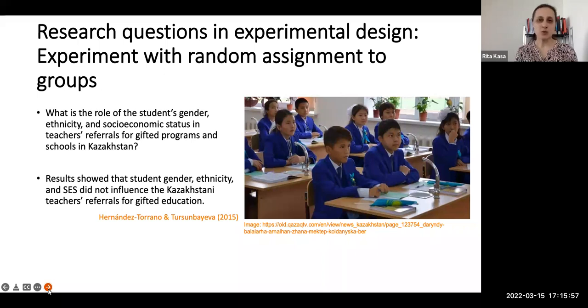But these are two possible approaches: studying a natural experiment and then doing an experiment with random assignment to groups. These are two approaches for how experimental research design can be implemented in or carried through educational research.